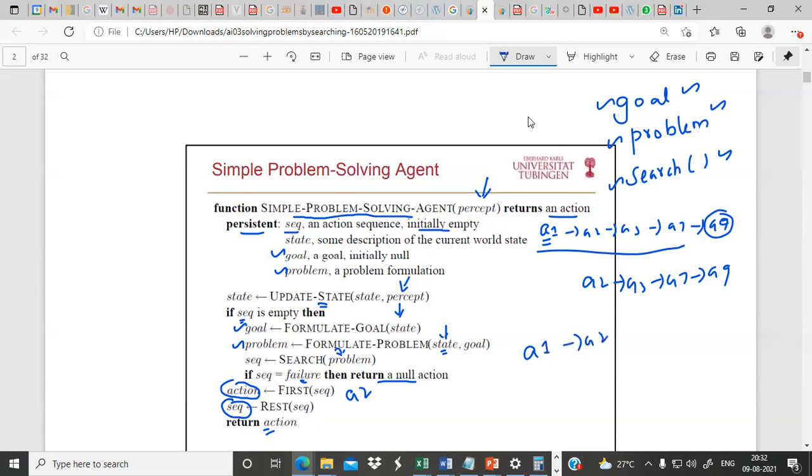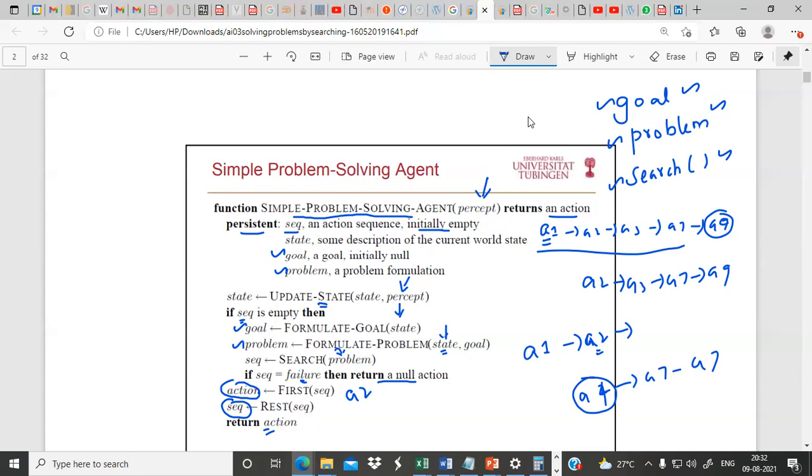Okay. Then from A2, where the agent should go, once again the agent should call this algorithm. Again it will apply all these things. Now we cannot say that it will get the same sequence. It may get a different sequence also. Right? It depends. So now it may be A4, A7 and A9. Then it will take the first alone.